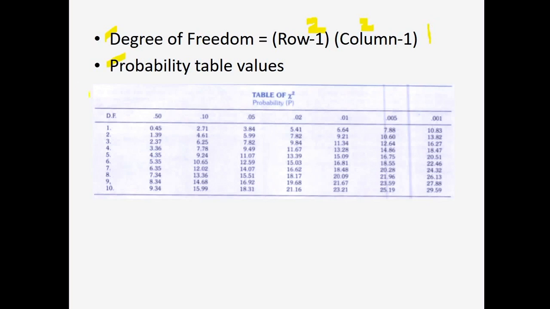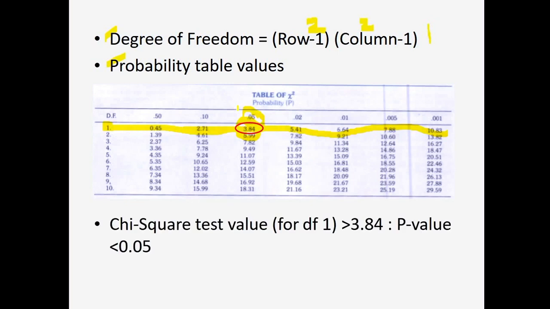If we are looking at the probability table values, the degree of freedom will be 1 here. So we have to look at this row alone, nothing else. Only this row. So we always look at this 0.05 cutoff of probability. So 3.84 is the number which you need to memorize in case they are not giving this probability table. So 3.84 is the number which you should remember.